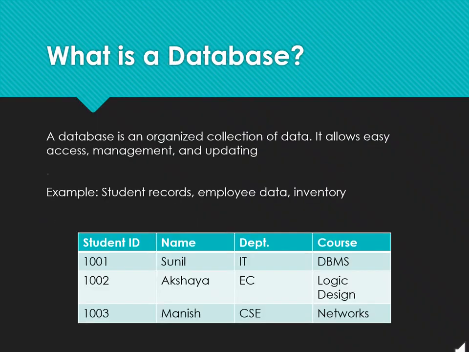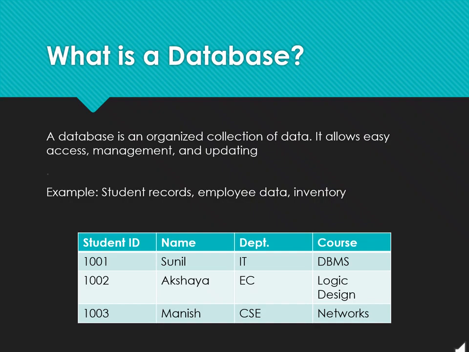Next one is, what is a database? A database is an organized collection of data. It allows easy access, management and updating. A database is a collection of interrelated data. Interrelated means all the data must have the same nature and must have a relationship about the common entity.